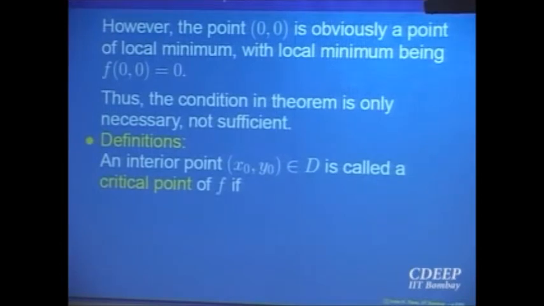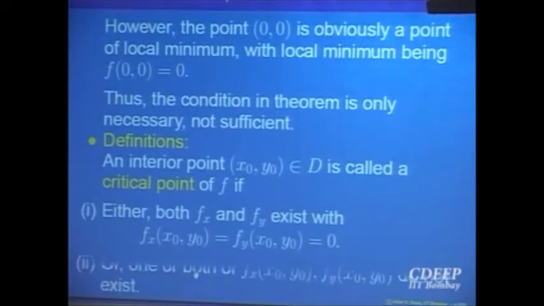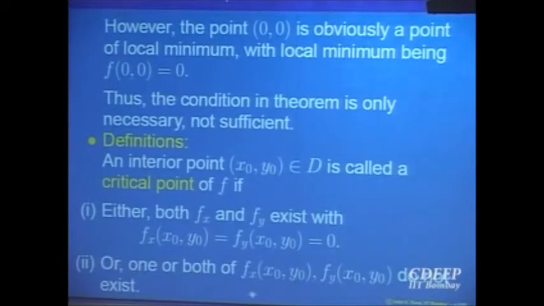Or both the partial derivatives exist and are equal to 0. So those are the critical points for the function, possible points. So I am listing it again, revising. Either fx or fy exists and is equal to 0, or one or both of them do not exist.